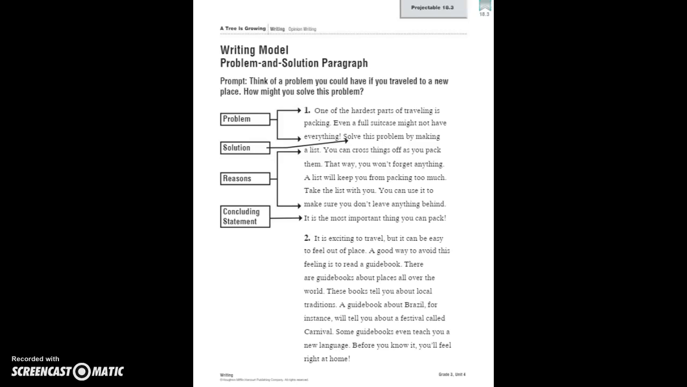In writing this week, we're going to continue with opinion writing. But this week, we're going to write a problem and solution paragraph. A problem and solution paragraph includes a problem, a solution, reasons and the details to support the solution, and a concluding statement.